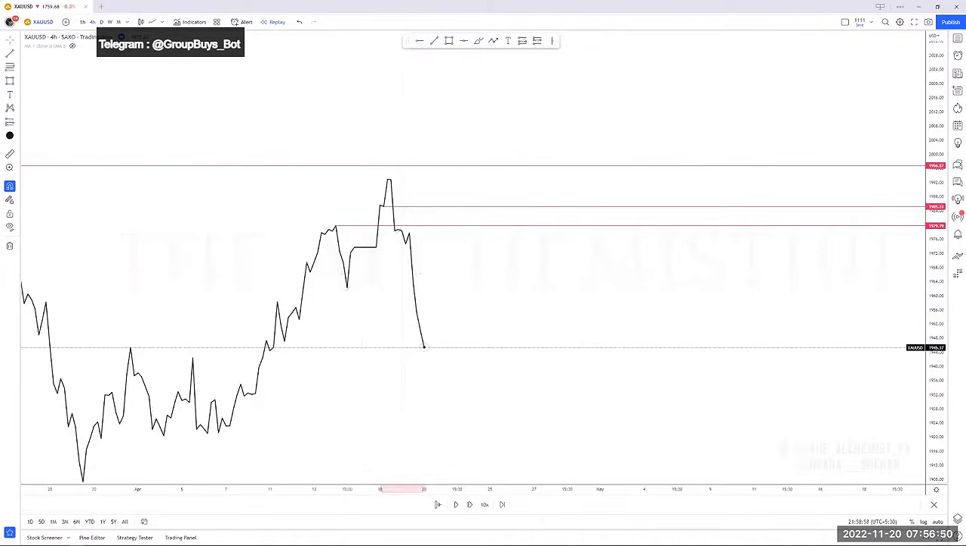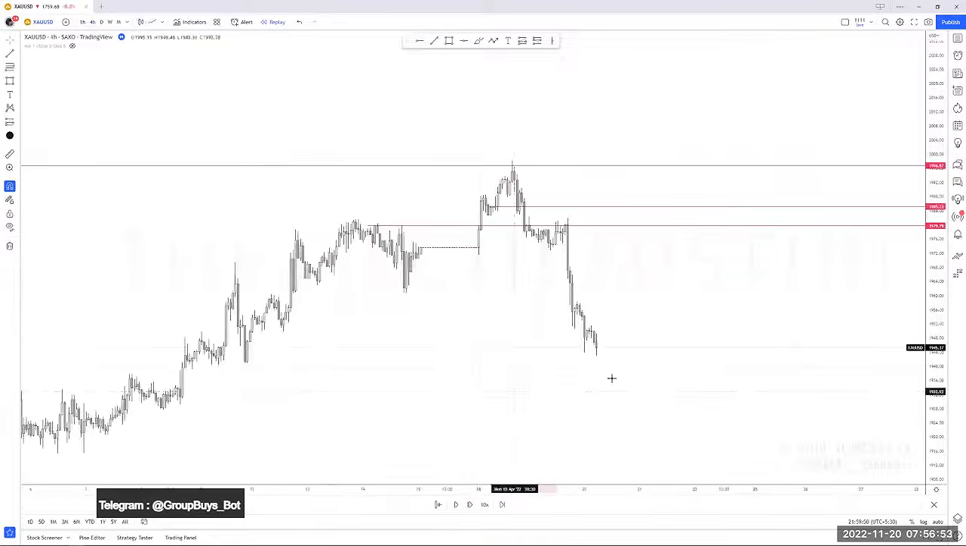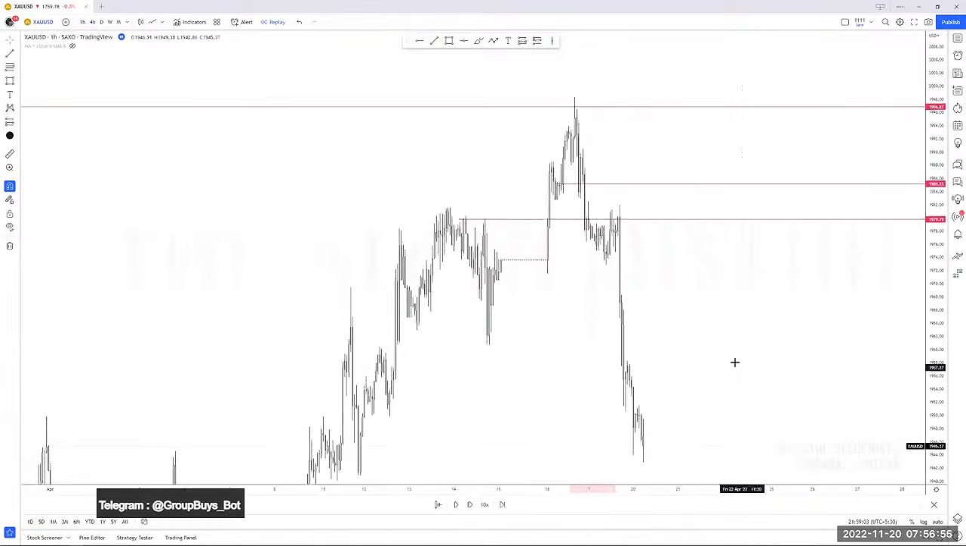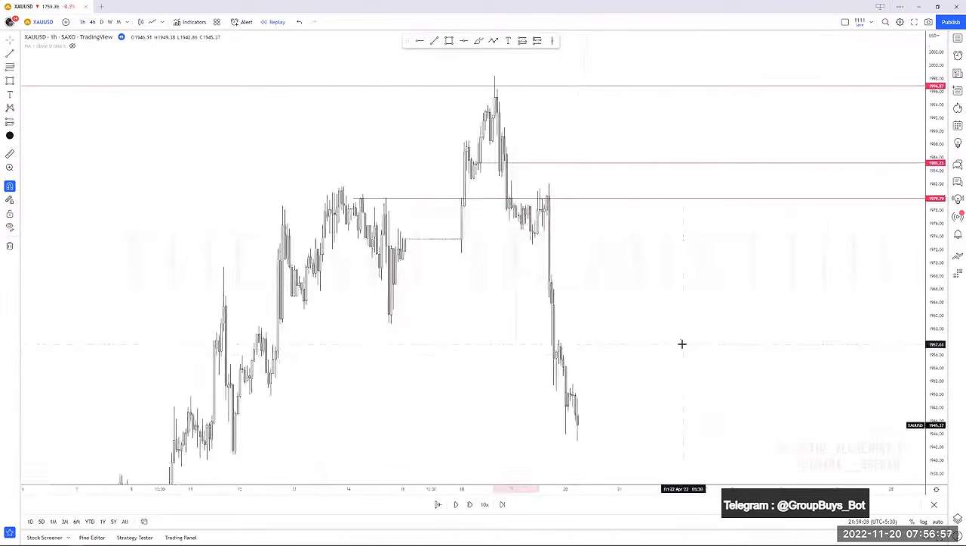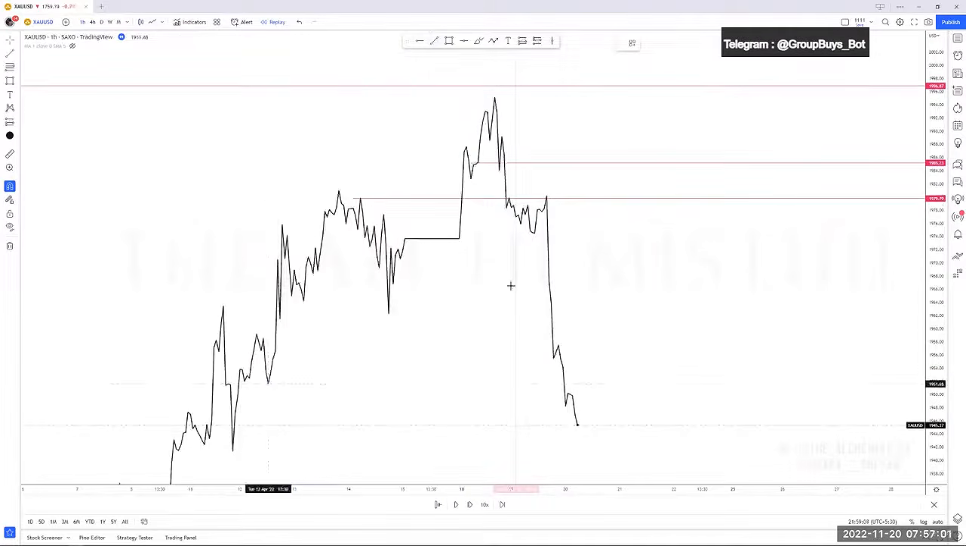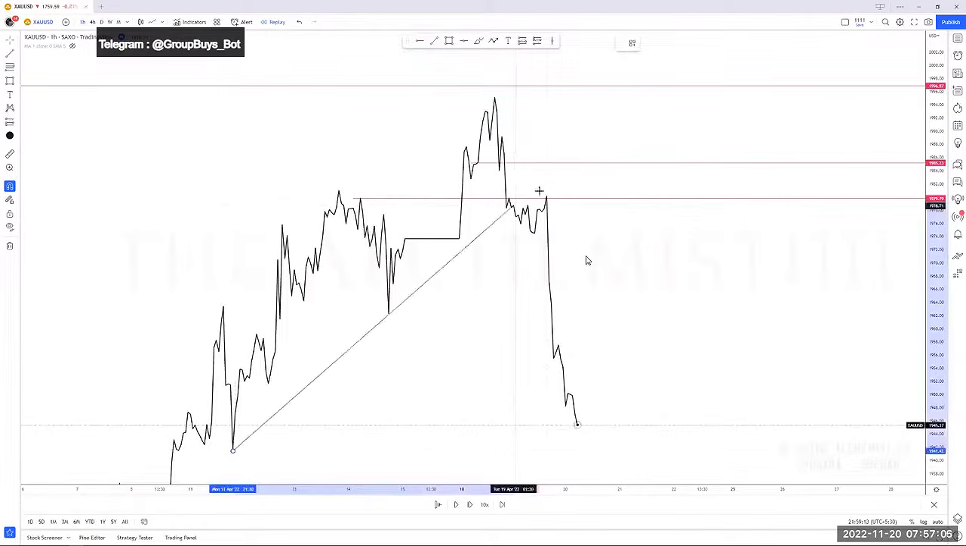Or else maybe let's check the H1 to see if we have any zones of interest. Not a zone of interest actually, to see if there are any trend lines. I think we did have one. No, not that. Let's check this. Yeah, maybe this one.